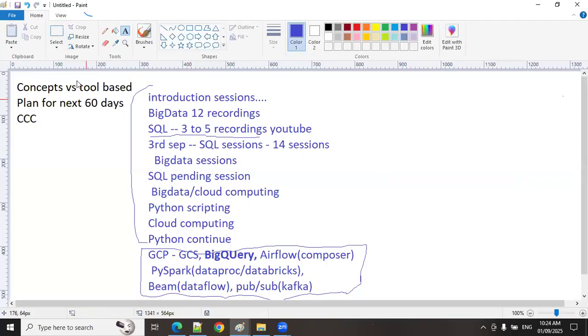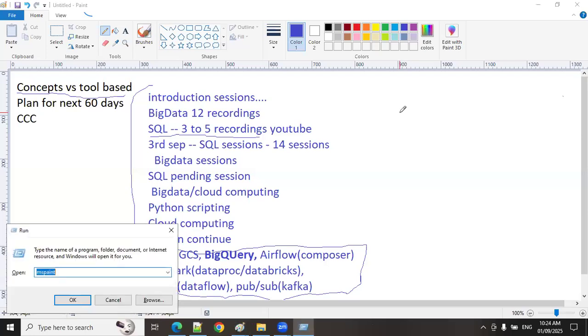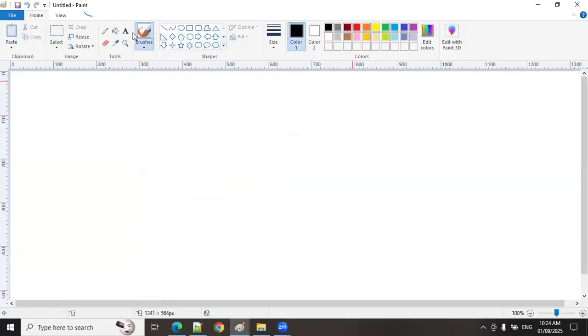So next I would like to talk about concepts in the IT industry. Generally, I take this particular concept session in every first session because it will be useful for everyone.